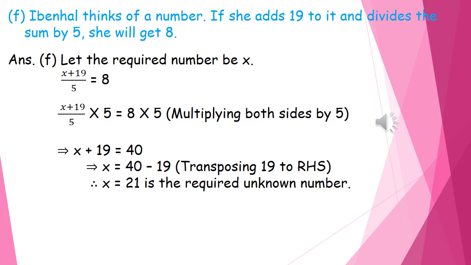Now first we are getting rid of 5 from the denominator by multiplying 5 on both sides. So (x plus 19) by 5 into 5 is equal to 8 into 5. So x plus 19 is equal to 40. x is equal to 40 minus 19 after transposing 19 to the other side. So x is equal to 21, the required unknown number.